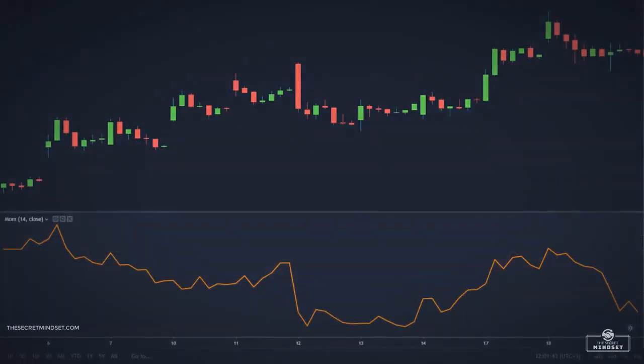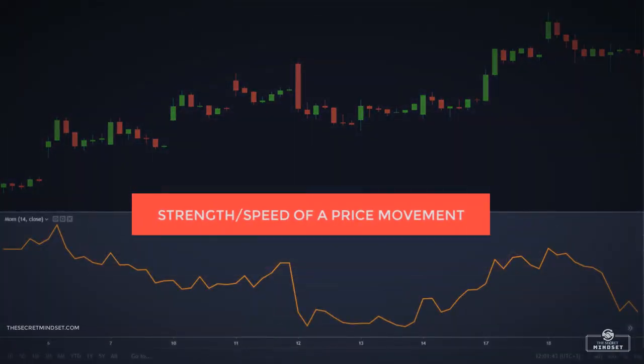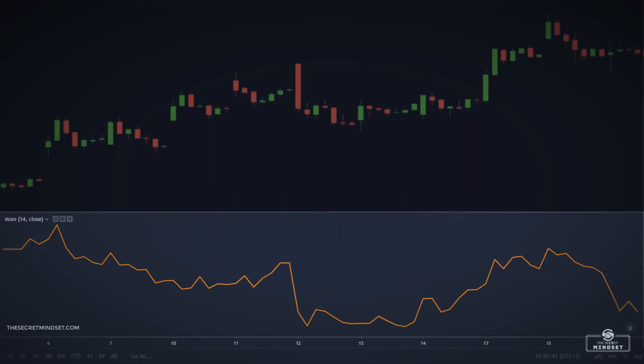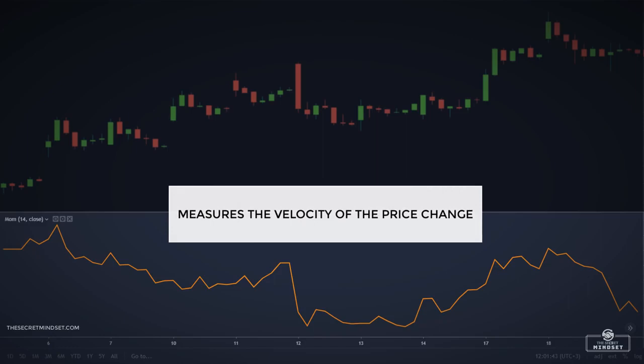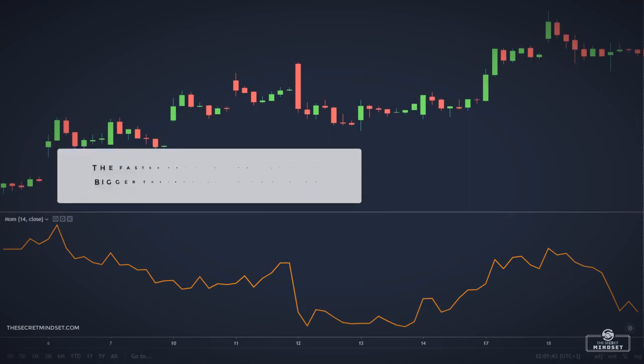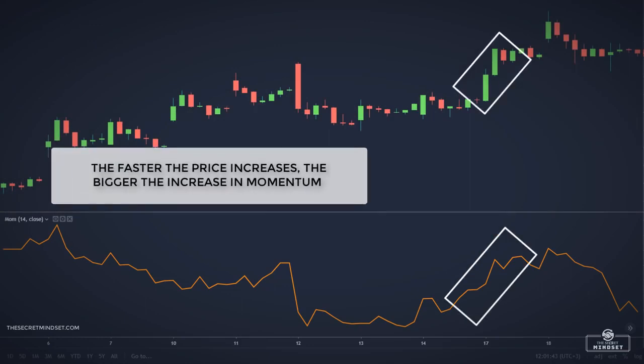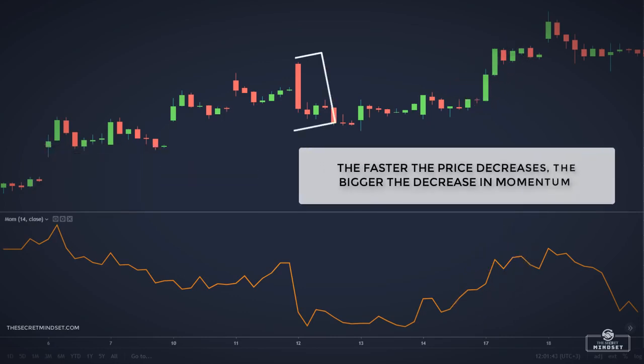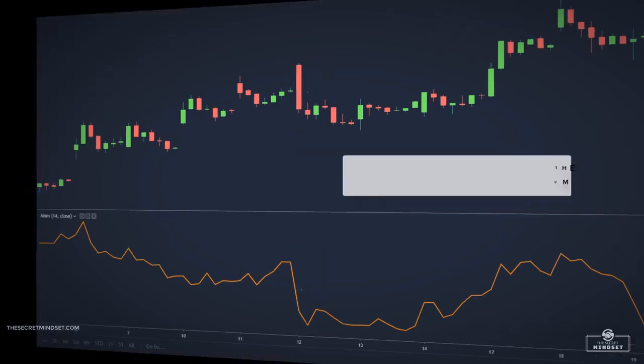The momentum indicator is an oscillator which identifies the strength or speed of a price movement. The momentum indicator compares the most recent price to a previously determined price and measures the velocity of the price change. So basically it's the difference between the most recent price and the closing price of a previously determined period. The faster the price increases, the bigger the increase in the momentum indicator. The faster the price decreases, the bigger the decrease in the momentum indicator.